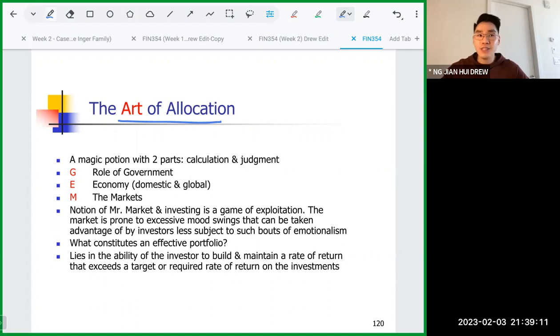It's something that you need to learn, you must have the flair in it, right? When you say something is a science, it means that you can actually do it if you have the knowledge, right? So allocation, yes, you have the knowledge, but if you have no experience, you might not be able to execute the strategy well. So they say allocation is an art, and it's not a science, right? Yeah, so this example, the role of government, economies, market, etc.